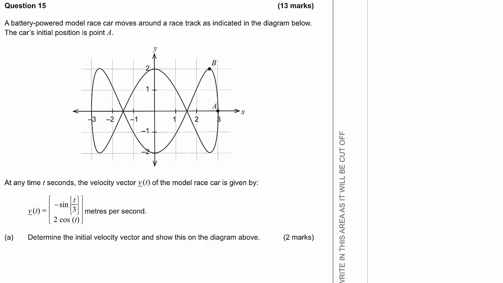So what we're after there is v of 0, and of course the sine of 0 is 0, the cosine of 0 is 1, so that's 0, 2. So the initial velocity, we know the initial position is at A, the initial velocity would be in this direction, so 0, 2.